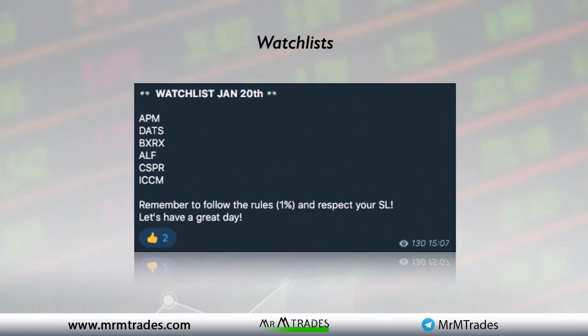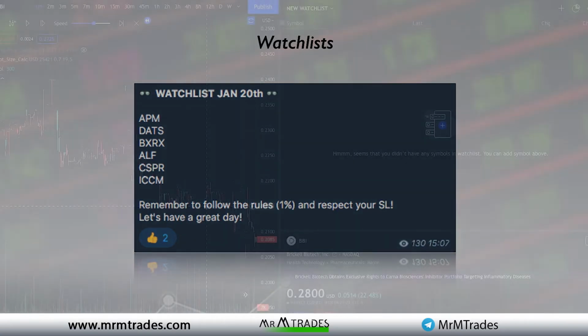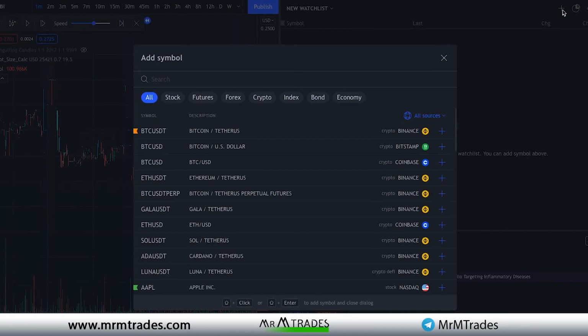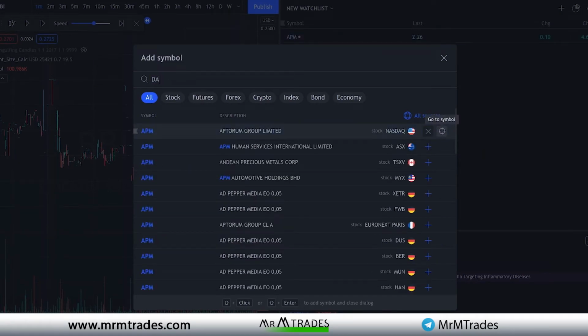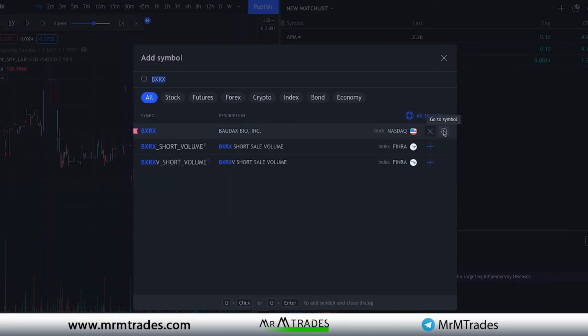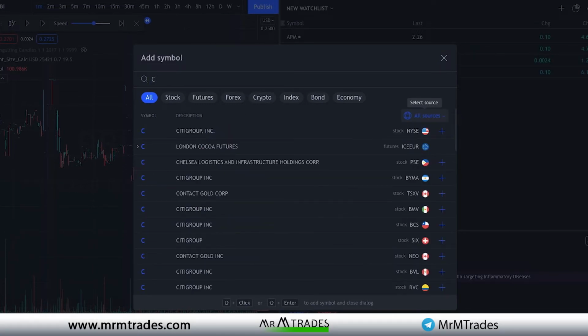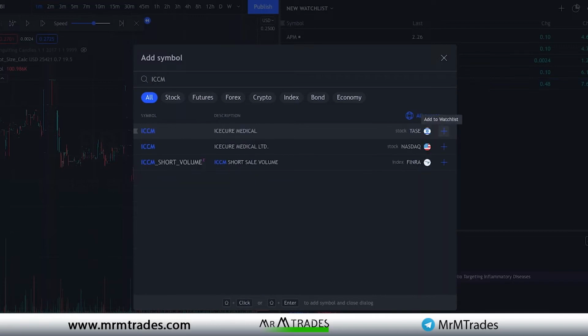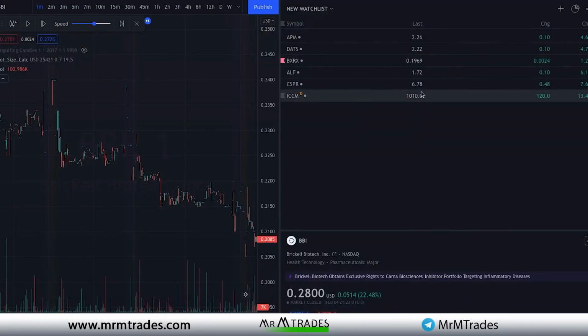So what we do next is we open our TradingView. It's a free charting platform which you can use to see all the stock charts. And it should be efficient enough for your trading needs. So now we want to add all of the company tickers to our watch list. Let's do that here. And there it is, you're ready to go.